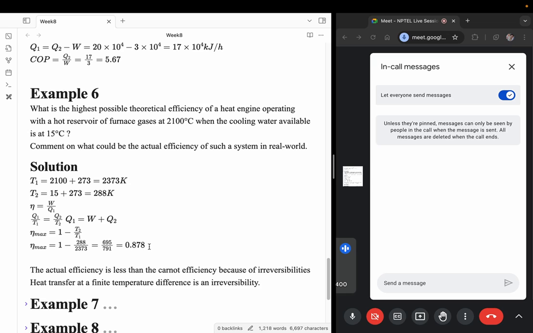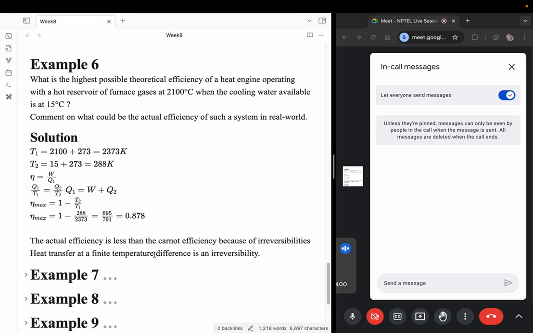But if you see, typical thermal power plants operate at much lower than this. They operate around 30% or 40% efficiency. So even though our theoretical efficiency is much higher, we are not able to reach it. Why is that happening? It's because of irreversibilities. One of those irreversibilities is the heat transfer happening at a finite temperature difference.